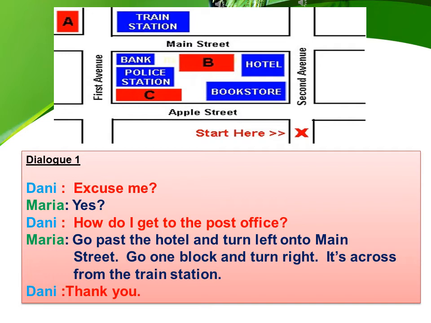I will repeat. Danny: Excuse me. Maria: Yes. Danny: How do I get to the post office? Maria: Go past the hotel and turn left onto Main Street. Go 1 block and turn right. It's across from the train station. Danny: Thank you.